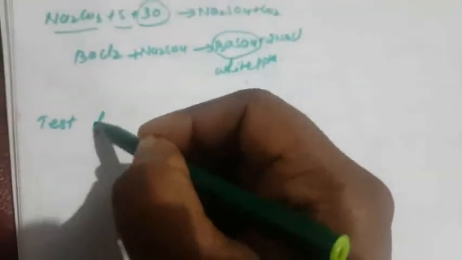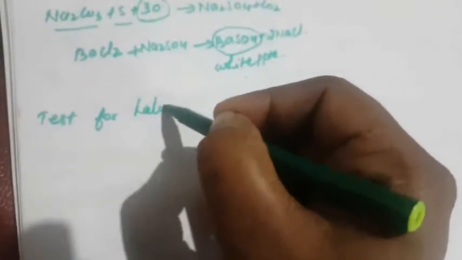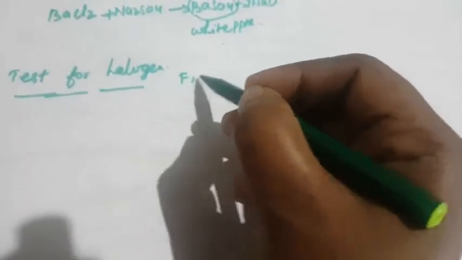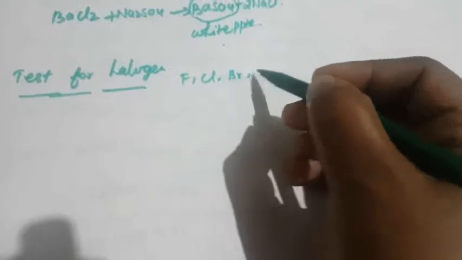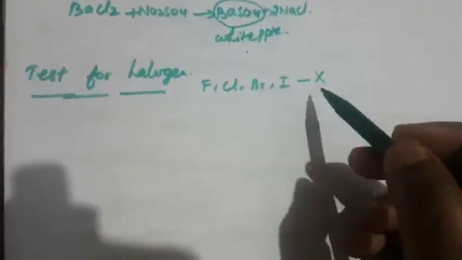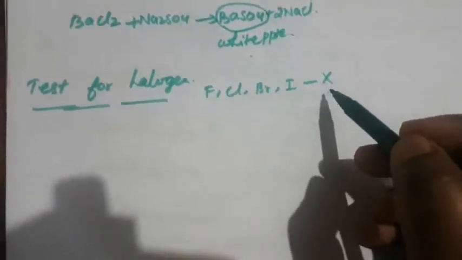Okay, next one is the test for halogen. This is also an important one. What is the test for halogen? First, what is meant by halogen? Fluorine, chlorine, bromine, iodine. All the halogens are represented by X in organic chemistry. X represents a halogen: fluorine, chlorine, bromine and iodine.